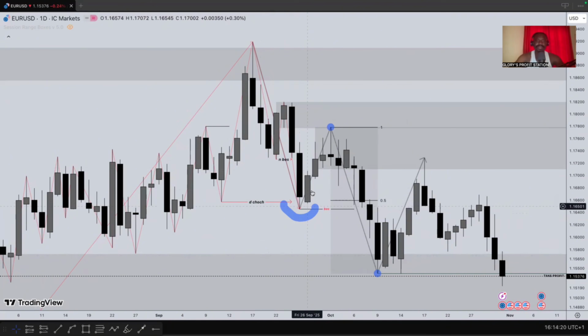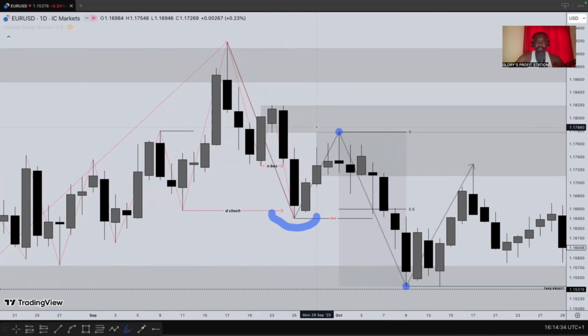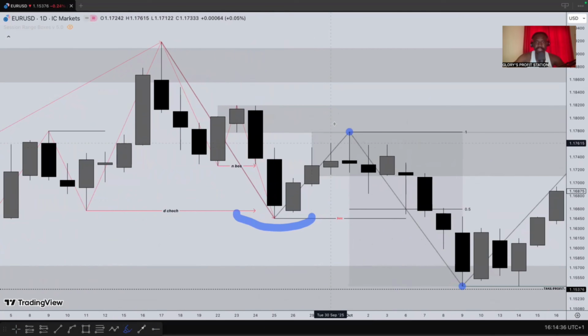Notice how the market is reacting off of this resistance level. Okay, so now money is being transferred from here to here because the market is now respecting this resistance level. So the market basically reversed once again from here, now back down bullish.